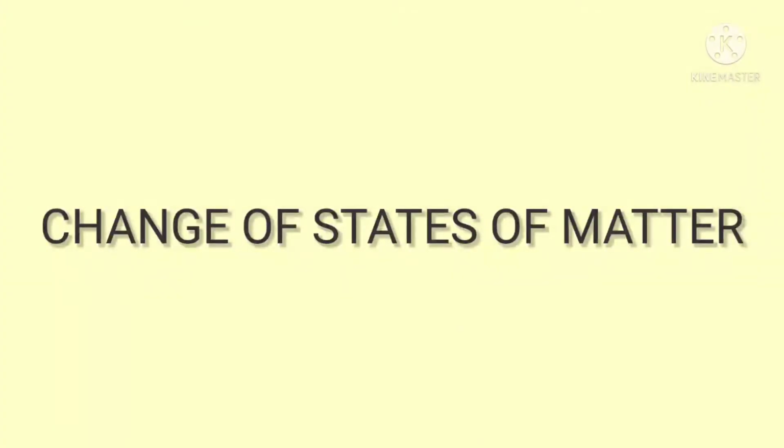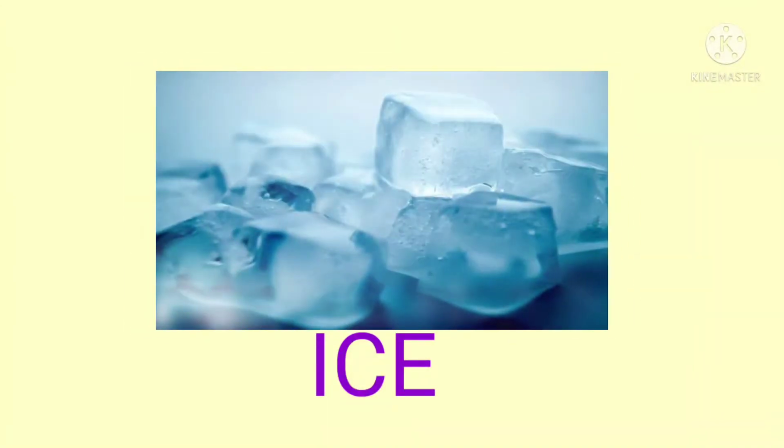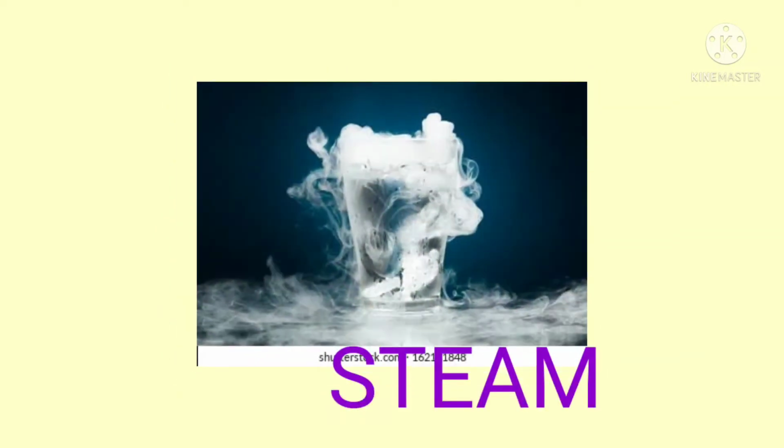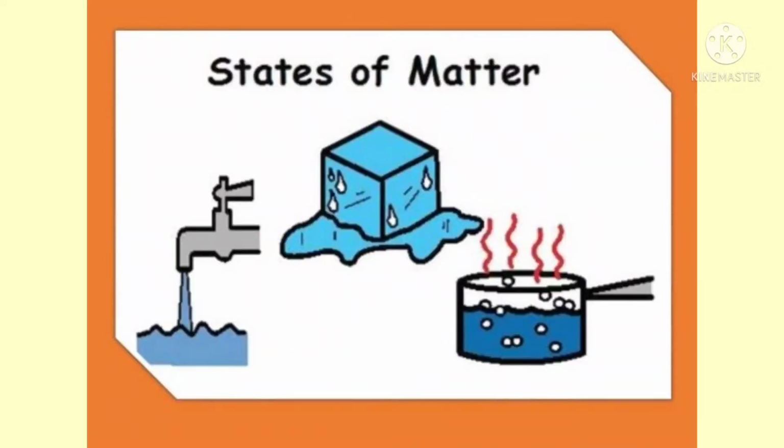We all know from our observation that water can exist in three states of matter. Water exists as solid in the form of ice, as liquid in the form of water, and as gas in the form of steam or water vapor. You can observe that water comes as ice out of the freezer of a refrigerator, as water out of a tap, and as steam or water vapor out of a kettle of boiling water.